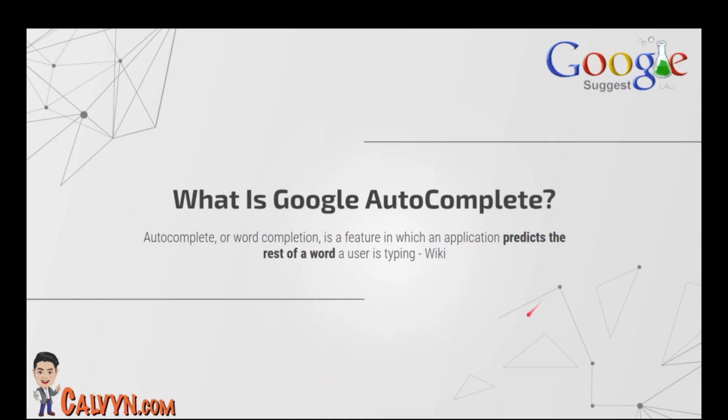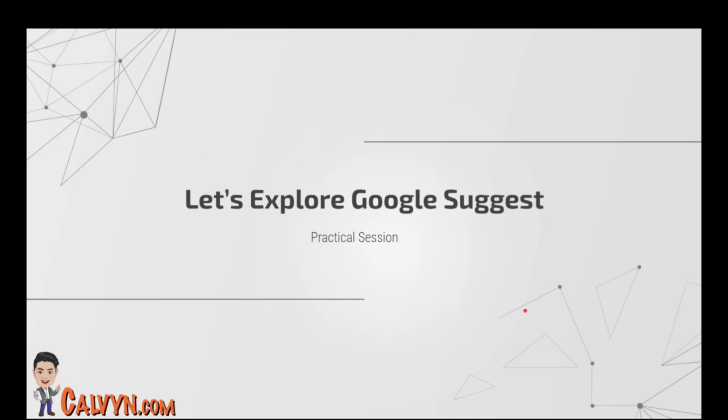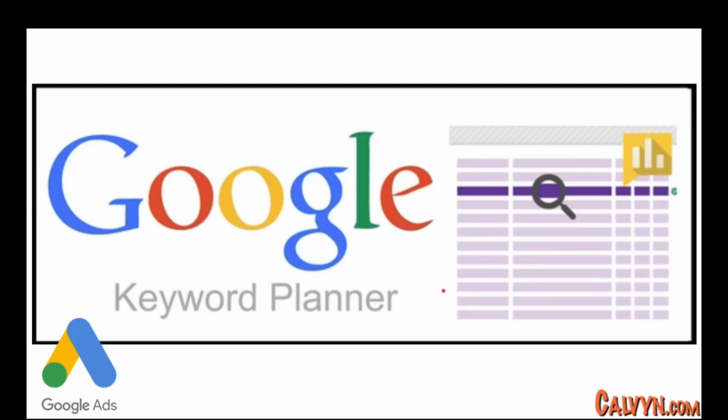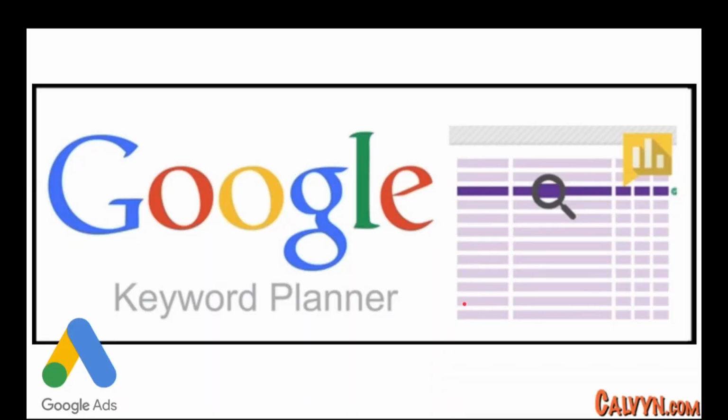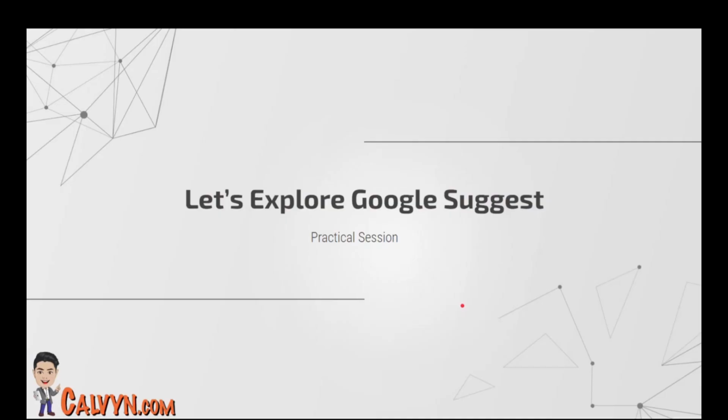Okay, now let's take a look. We have explored Google Suggest, or Google autocomplete. The last tool I want to share with you is the Keyword Planner. Before we go into Keyword Planner, what I want you to do is explore Google Trends and also Google autocomplete. I give you guys 15 minutes for this assignment.